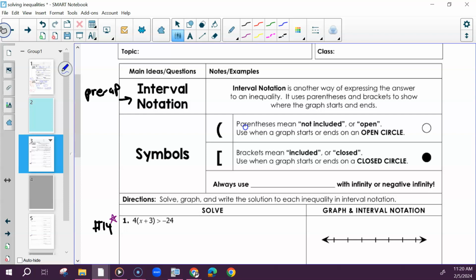Parentheses are for things that are not included. So like if you would use an open circle, you would be using parentheses. Brackets are for things that are included, or when you would use a closed circle. So if you would go to graph and it's a closed circle, you're going to be using brackets. However, if something keeps going on to positive or negative infinity, you're going to use parentheses.